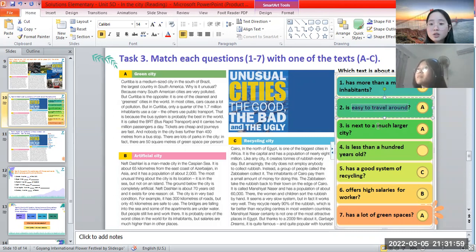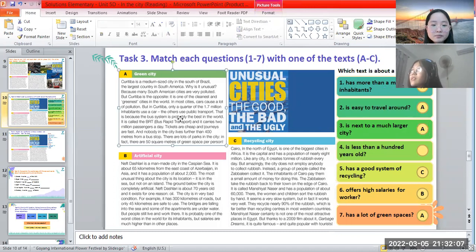Okay, so question number 3. Which text is next to a much larger city? So you choose A, but let's see if this city is next to a much larger city. Okay, we can see here, it is a medium-sized city in the south of Brazil. So this paragraph doesn't mention that it is next to a much larger city.